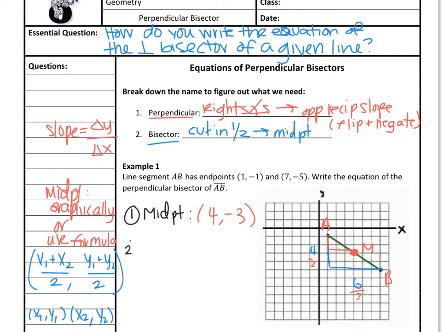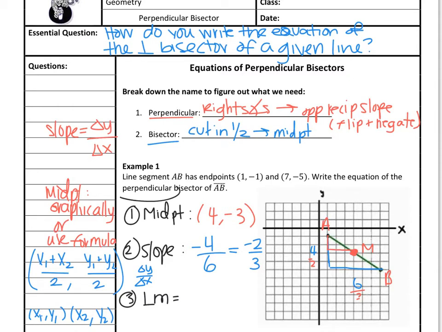Second thing we need is the slope. Said that we went down 4, so negative 4, over 6 before, because again, change y over change x gives us that down and over. And this can be reduced to negative 2/3. But then for step 3, we need the perpendicular slope, because remember, we want the perpendicular bisector. Perpendicular means to flip and negate, so that negative 2/3 flips upside down and negates itself to positive 3/2.